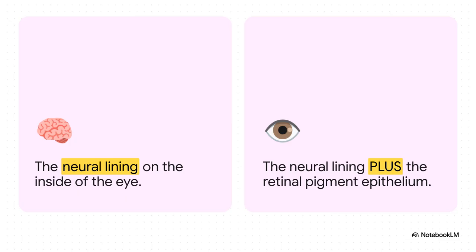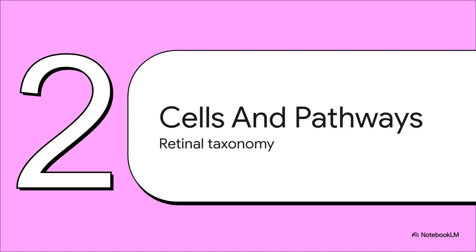And why does this matter clinically? Well, when a patient gets a retinal detachment, the RPE actually stays securely attached to the choroid while the neural tissue peels away. So pathophysiologically speaking, you're actually looking at a neurosensory retinal detachment. Moving right along to Section 2, retinal cells and pathways.